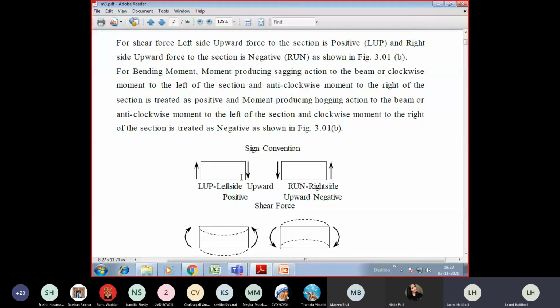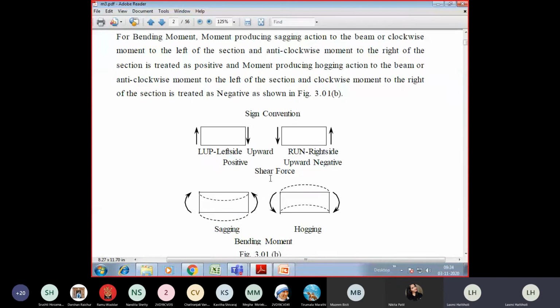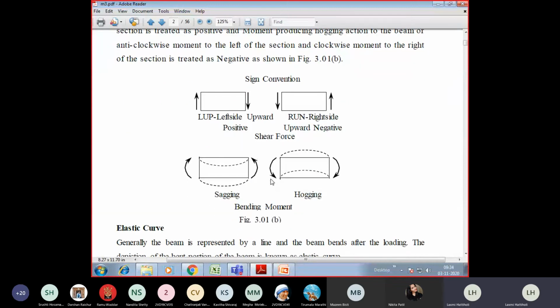Right side upward is negative. Or otherwise you need to follow the other things in a reverse way. Okay, so I hope this sign convention is understood by you all. This sign convention you need to follow for the shear force. Okay, now what about the bending moment? So the bending moment sign convention goes as follows.